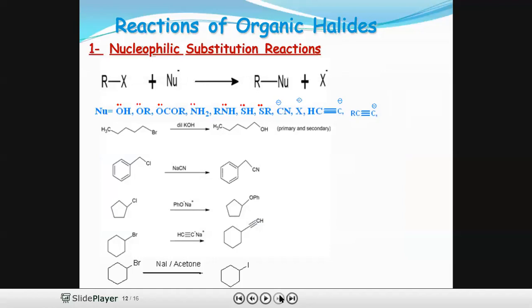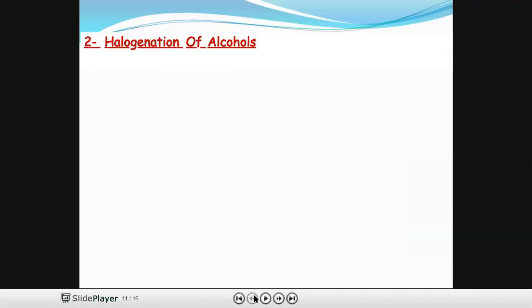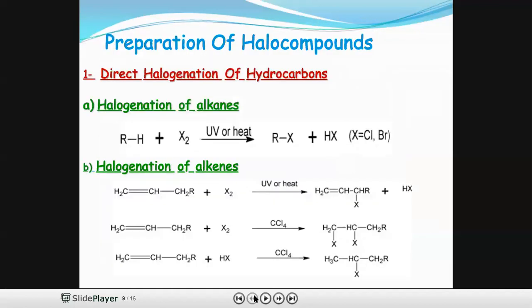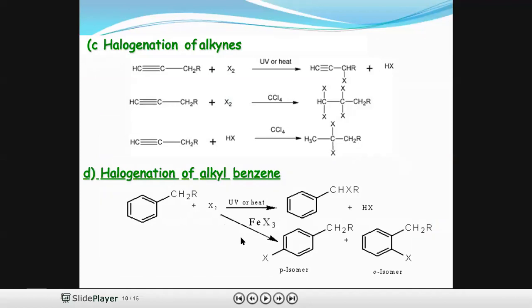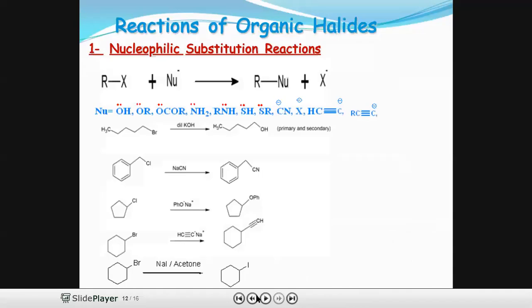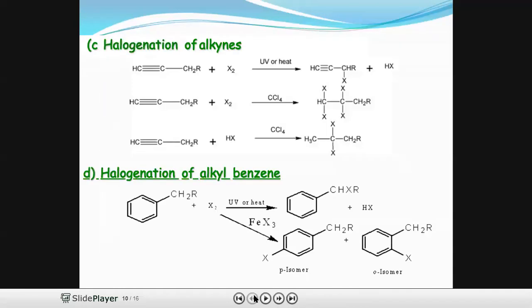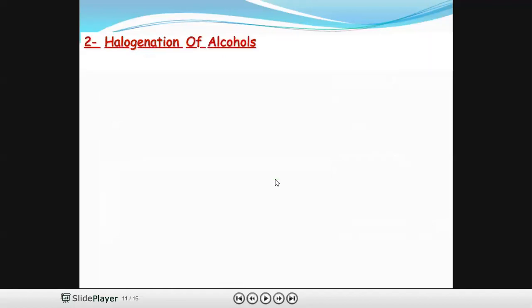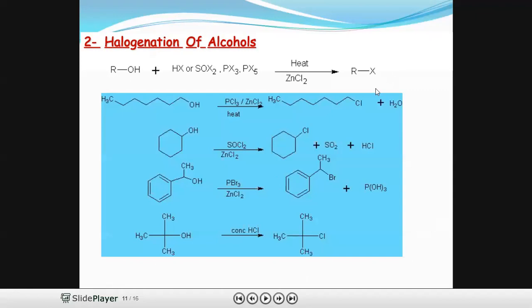Till the last slide, we have come across the preparation methods of halogen compounds. So how halogens are prepared, we came across all these things: from alkenes, from alkynes, from aromatic sources, and from alcohols. You can see we covered many methods to prepare alkyl halides or aryl halides. Up to here, this is the preparation part of halide compounds.